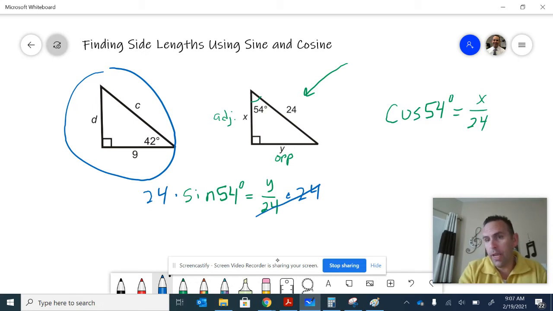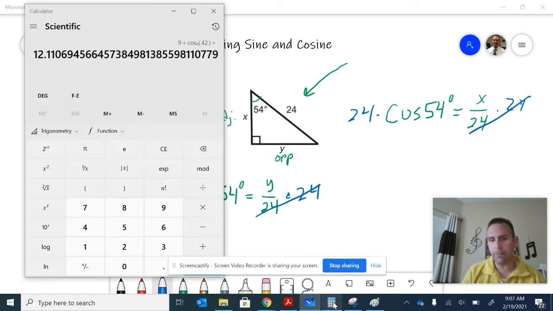Likewise, here for x, you can just multiply both sides by 24, probably even faster and easier to me than using the Pythagorean theorem. So you grab your calculator, you find those two values, and what it gives you is the side length. Totally cool. Let's go ahead and do that.